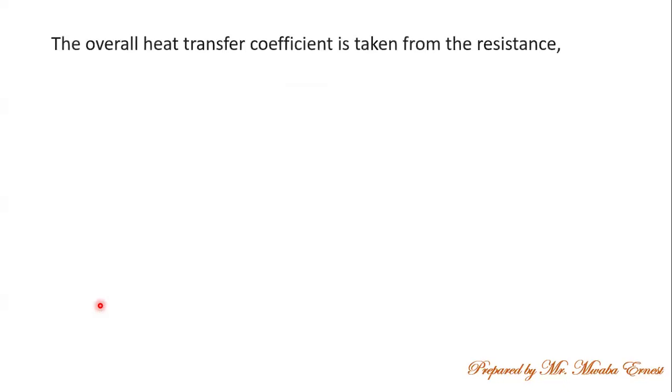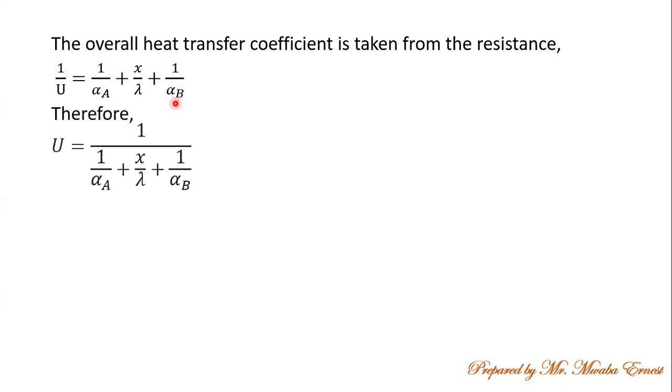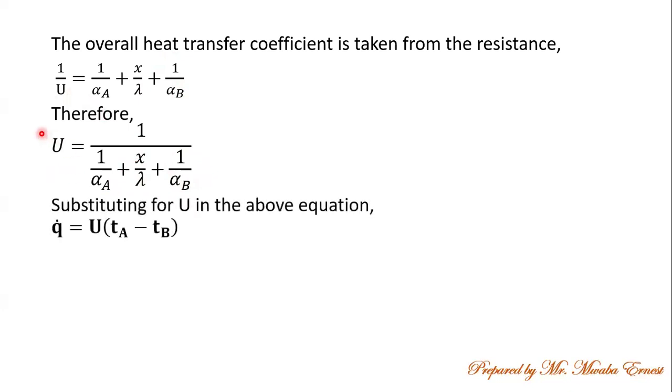Let's see, what if we were to just talk about the overall coefficient? Here we just pick what was making up the denominator, 1 over alpha A plus X over lambda plus 1 over alpha B. Meaning that if I have to make U the subject, then it will be 1 over alpha A plus X over lambda plus 1 over alpha B. That gives us the U, the overall heat transfer coefficient.